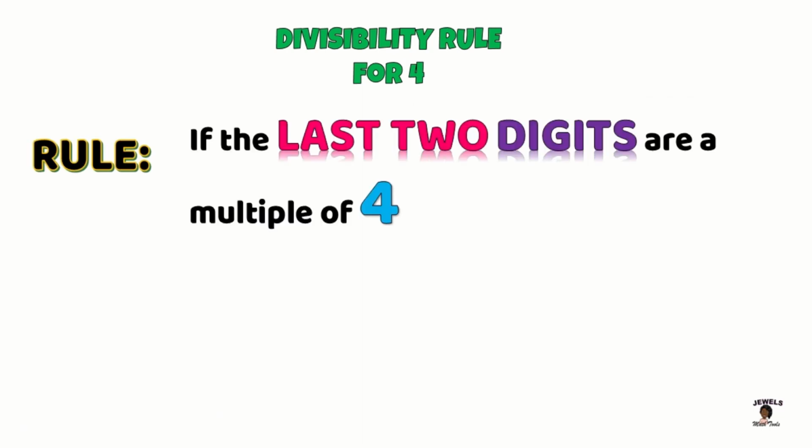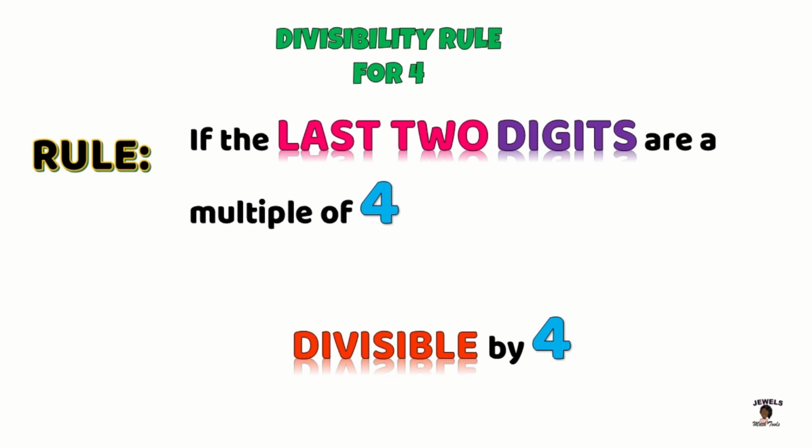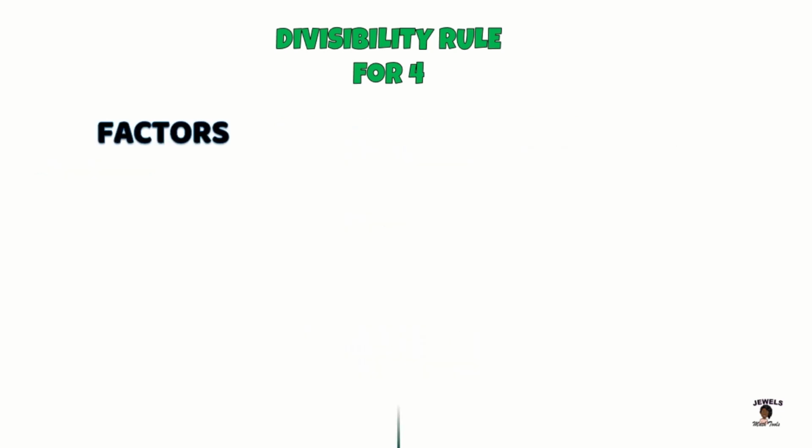When looking at the divisibility rule for 4, our rule tells us that if the last two digits are a multiple of 4, then that number will be divisible by 4. But to be able to apply these rules, we must first be able to identify the difference between our multiples and our factors of 4. So let's take a look at the multiples and factors of 4.